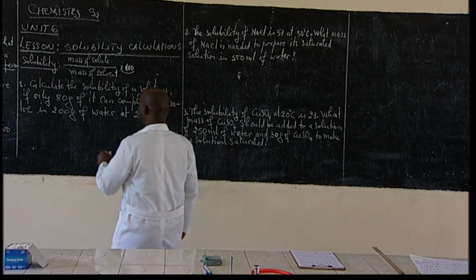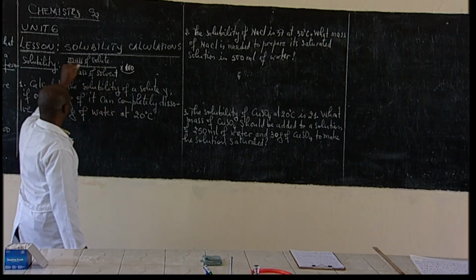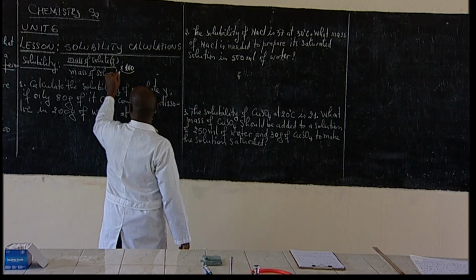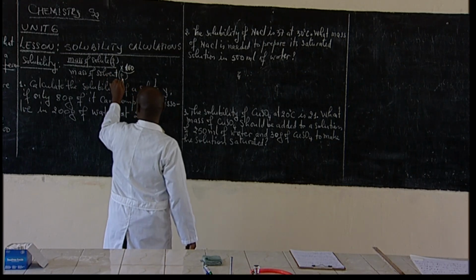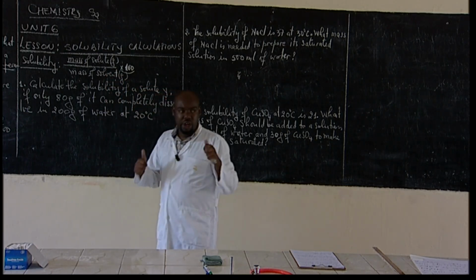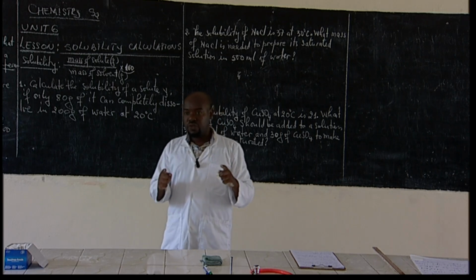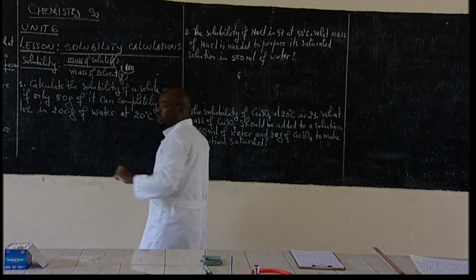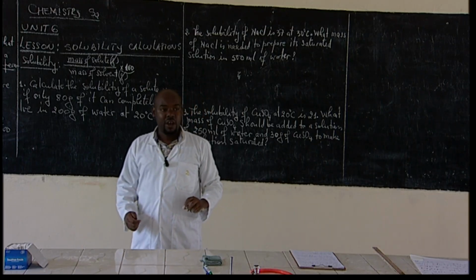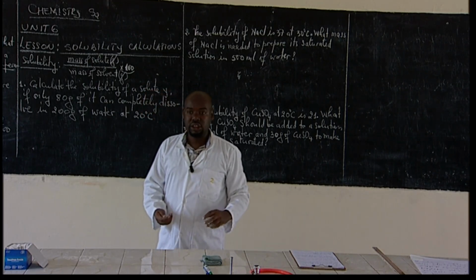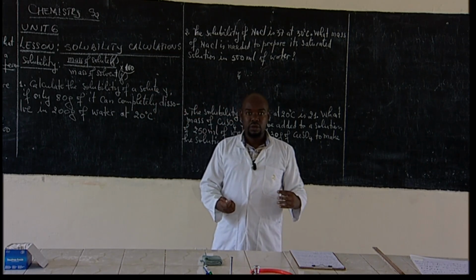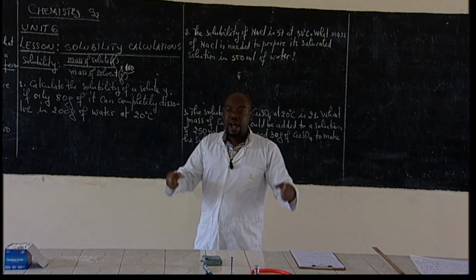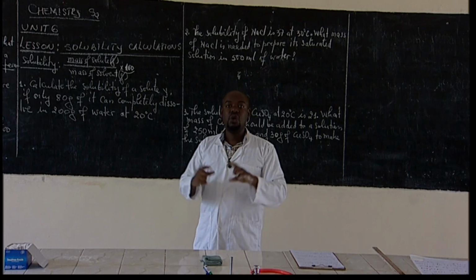And as you can see, here we have mass, which will be expressed in grams, and here we also have mass of the solvent, which will also be expressed in grams, and because of that, gram and gram will cancel out, and then we have a dimensionless quantity. Okay? So that solubility has no units.